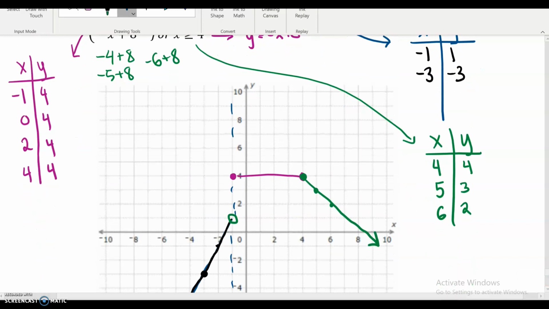Okay, probably the most challenging part is this piece here where the green graph kind of filled in the point that wasn't included. So if you have any questions about that, please definitely let me know.